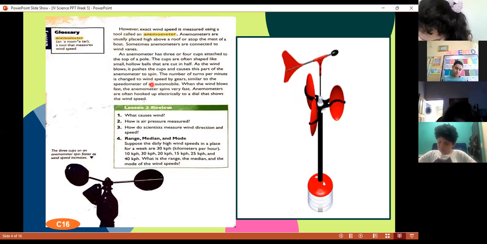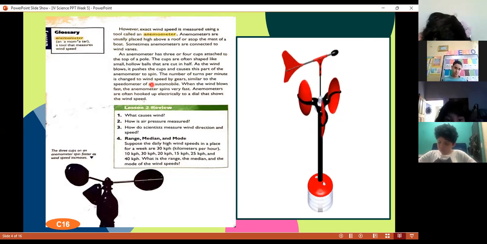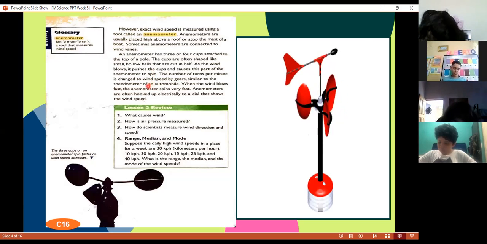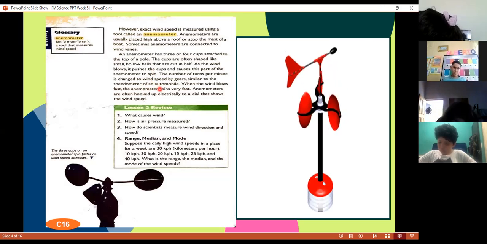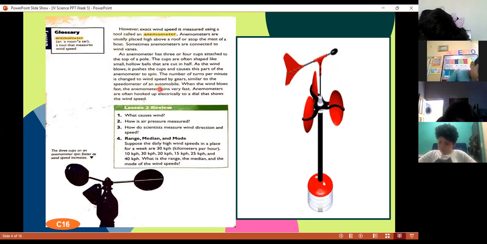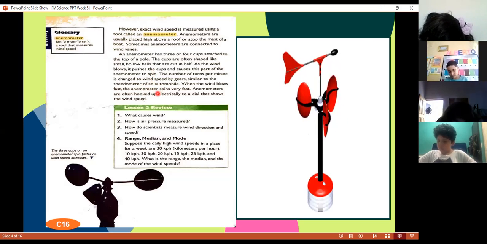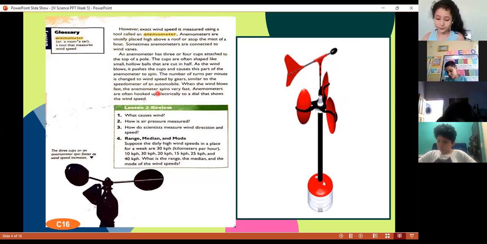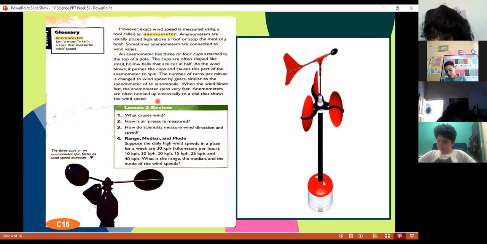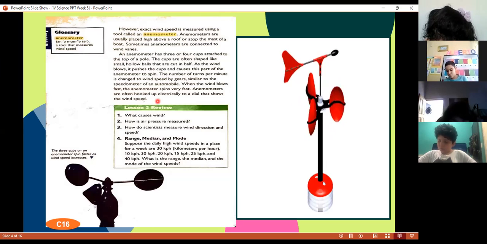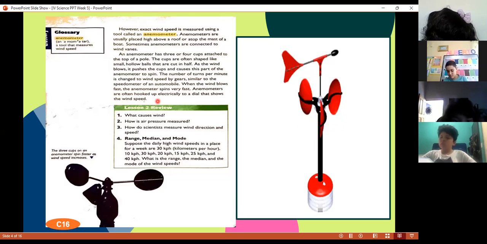The spinning is changed to speed by gears similar to the speedometer of an automobile. When the wind blows fast, the anemometer spins very fast. Anemometers are often hooked up electrically to a scale that shows the wind speed.